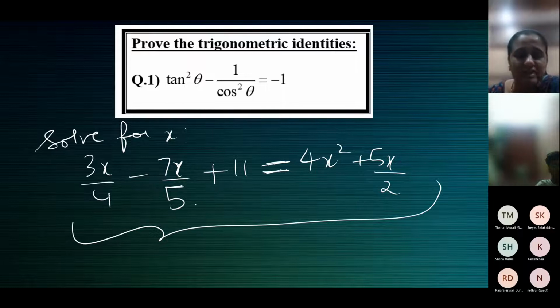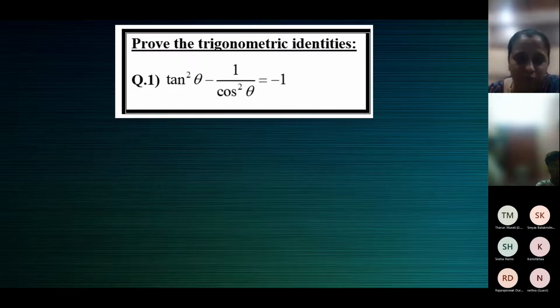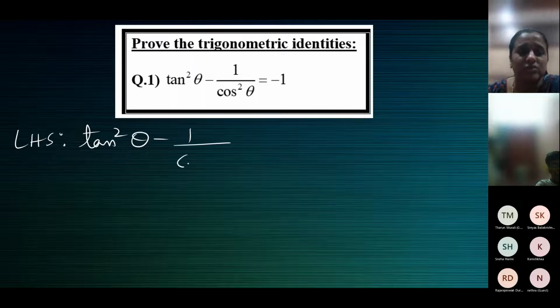You don't have to prove that the LHS is equal to the RHS. This is an equation. You'll have to solve for x. So here you will not prove LHS is equal to RHS. You will work this whole equation, meaning you'll take the LHS and RHS, work it together and find the value for x. Here it's not like that. You'll have to prove this identity. For that, you'll have to take up the LHS. What is the LHS? Tan square theta minus 1 by cos square theta.